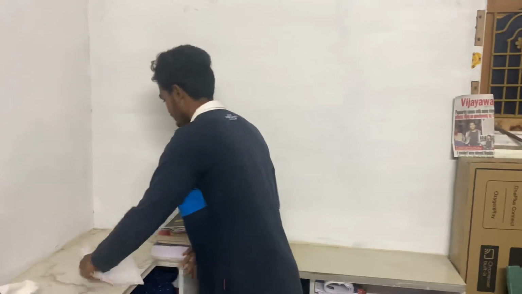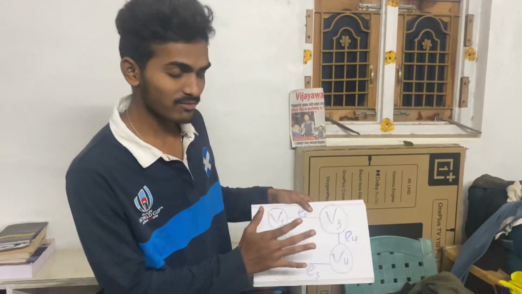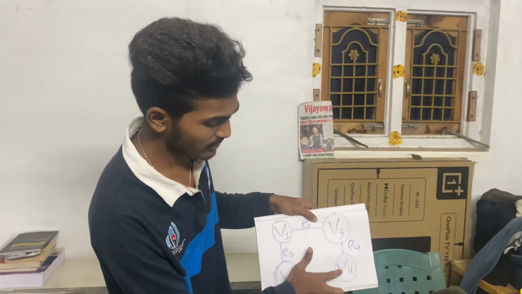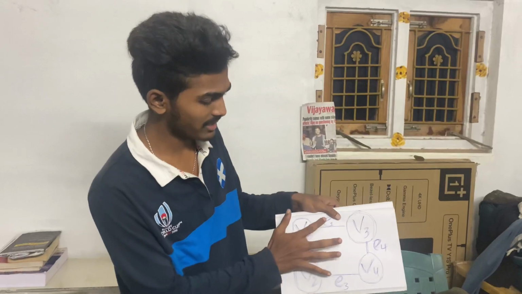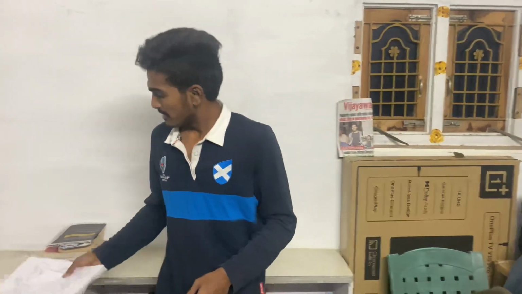See, let me show you an example of a graph. This is an example of a graph. This consists of vertices and edges. Here, V1, V2, V3, V4 are the vertices and E1, E2, E3, E4 are the edges. See, in this graph we have an edge. An edge is a connecting link between vertices.